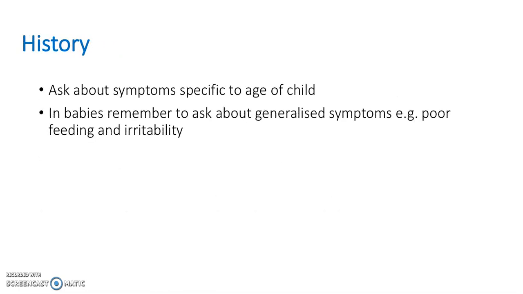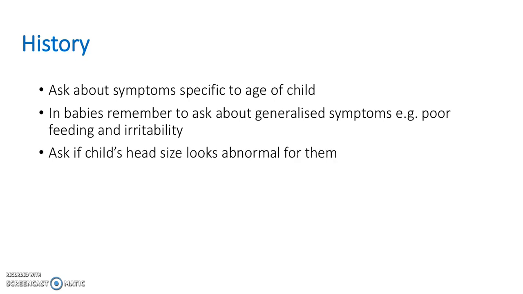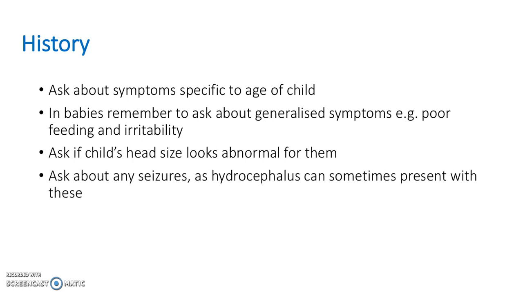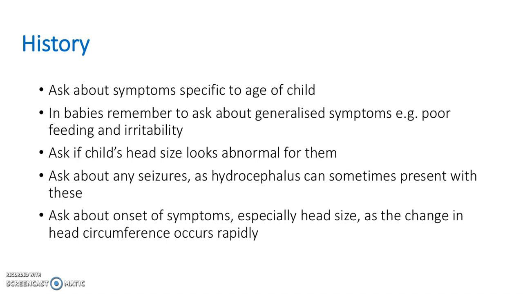So in the history, you can ask about symptoms which are specific to the age, because as we discussed, the infants and older children present quite differently. So in babies, remember to ask about your generalised symptoms. Ask if the child's head looks abnormal for them, because obviously the parent knows what is their normal. Ask if they've had any seizures, as sometimes it can present with those. Ask about the onset of symptoms because it's quite a rapid onset disease.